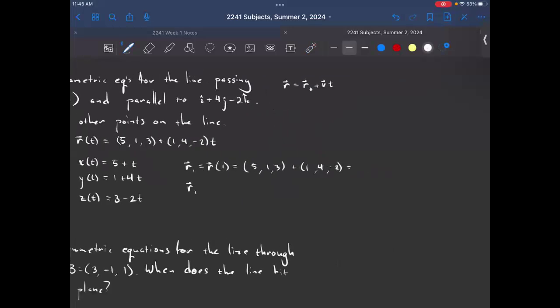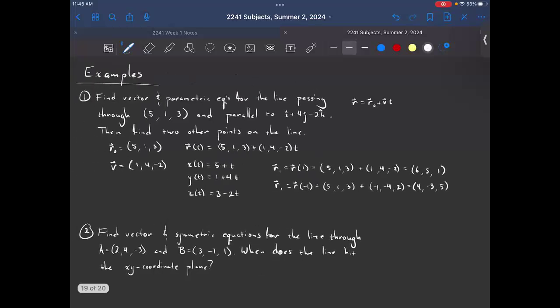All right, what is that? We get, adding coordinates, 6, 5, and 3 minus 2 is 1. So 6, 5, 1. All right, we need one more point. Let's choose minus 1 maybe. Now we have 5, 1, 3 plus negative 1, negative 4, and positive 2. All right, so now we have 4, negative 3, and 5. And that is another point on our line.